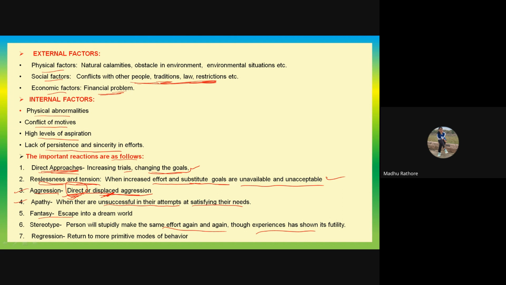Regression: return to more primitive modes of behavior. It is like taking revenge. When an individual's behavior returns to a more primitive mode and they want to take revenge, that comes under frustration. That's it, the important reactions of frustration: direct approaches, restlessness and tension, aggression, apathy, fantasy, stereotype, and regression.